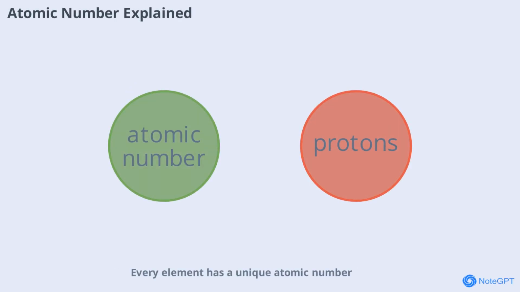Every element has a unique atomic number, which tells us how many protons are in its nucleus. This number is the key to an element's identity. Change the number of protons and you have a different element. For example, hydrogen has 1 proton, so its atomic number is 1. Helium has 2 protons, so its atomic number is 2. This simple counting system is the foundation of the periodic table's order and helps us understand the relationships between elements.